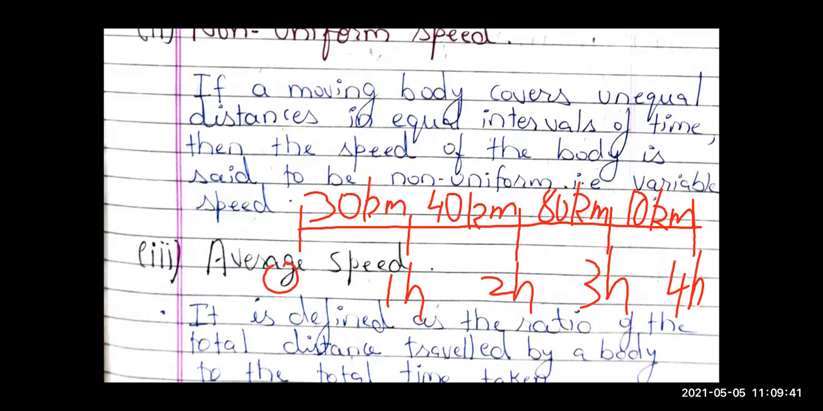So let's see the definition for non-uniform speed. If a body covers unequal distance in equal interval of time, then the speed of the body is said to be non-uniform. Unequal distance in equal interval of time. Okay, beta?